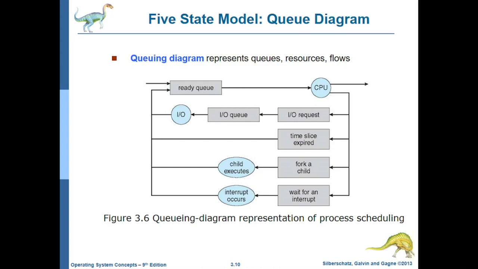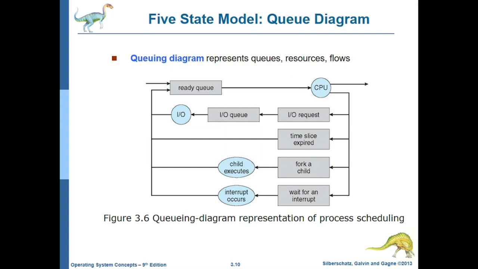A queue is a list of processes that are waiting for some event or resource. A resource is something that a process needs to perform its work, such as the CPU or the I/O device. A flow is a movement of a process from one state or queue to another one. In this diagram, we have the following queues and resources.